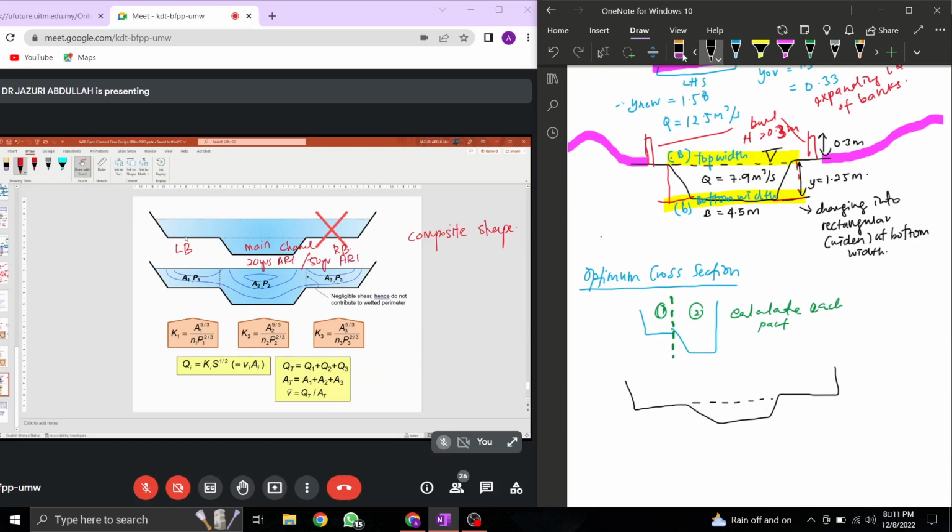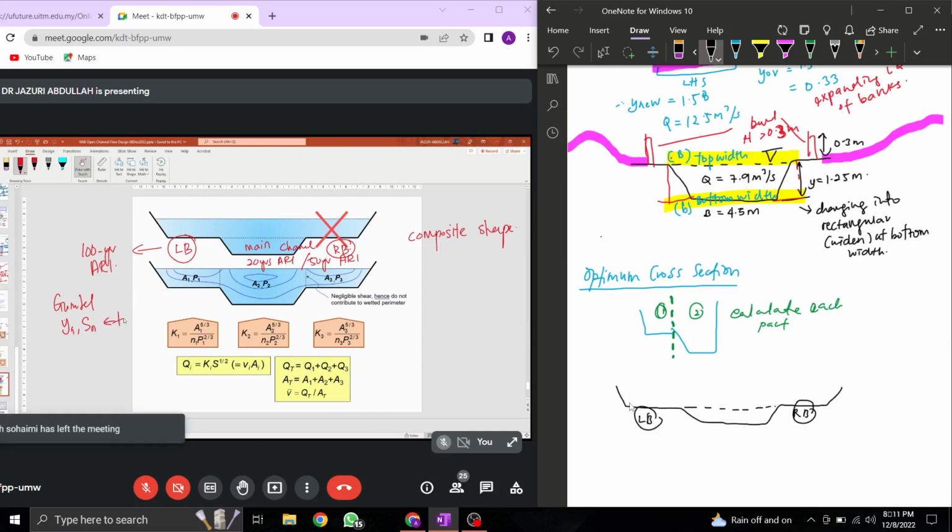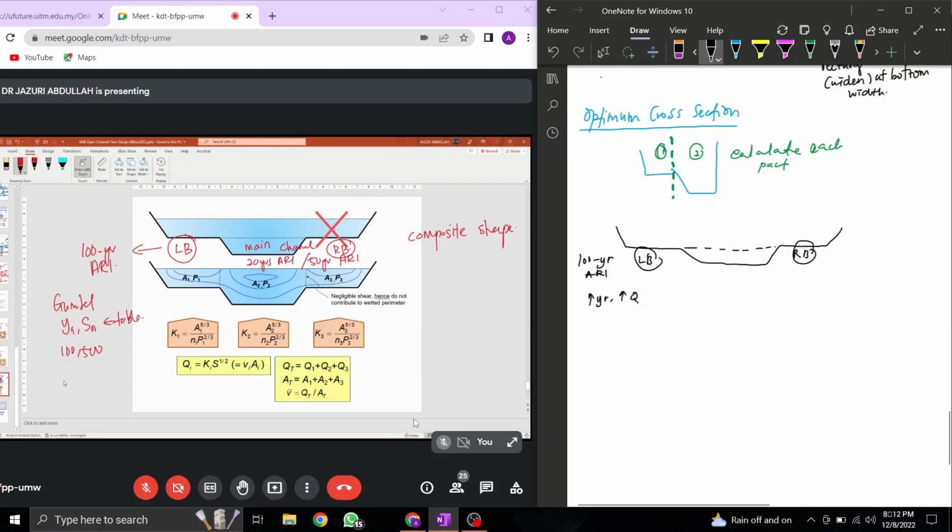But for the left bank and right bank, we usually look at 100 year ARI, which is usually higher. If you still remember, we had the Gumbel method, where you have YN and you have a way to get SN in table form. You calculate for 100 years, for 500 years. Basically the more years you want to calculate, the more Q you get. So logically, the Q for 20, 50, 100 years will increase.